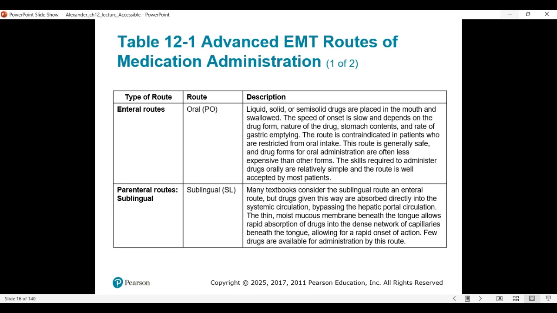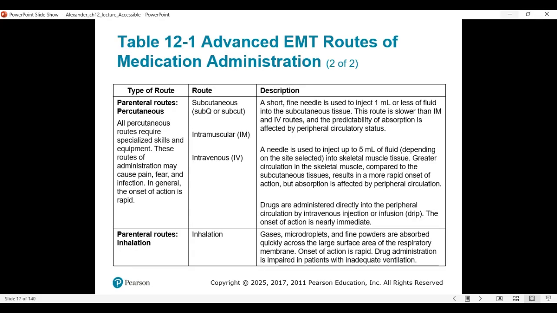Talk about the routes. PO is oral, sublingual is SL, which is under your tongue. Drugs like nitro. Subcutaneous or sub-Q is injected into the subcutaneous tissue. It depends on your region, but most in my area have done away with the sub-Q. We give it IM now, or intramuscular, which is a needle injected up to 5 ml of fluids into the skeletal muscle, or intravenous.